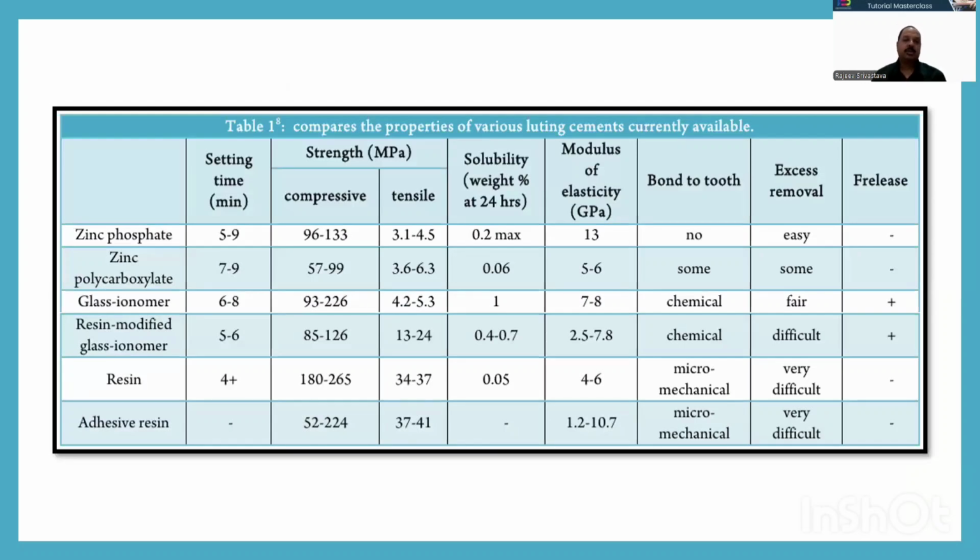So, these are the different types of cement. Excess removal is easy with your glass ionomer cement, but it is very difficult with your resin cement and your adhesive resin cement. One more thing is that the resin cements come in different shades, so it is very difficult to identify where is your crown, where is your margin, and where is your adjacent tooth. So that has to be identified correctly, and then it has to be removed to prevent the cement failure.